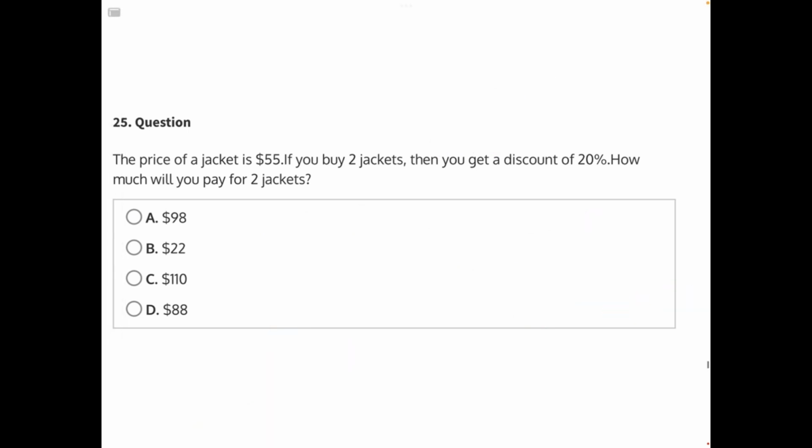Now that we know that $22 is the discount taken off when you buy 2 jackets, we just need to subtract 22 from 110, and that will be our final answer. Now what you could do is look at your answer choices and start to eliminate before you have to do this math. That might save you a little bit of time.